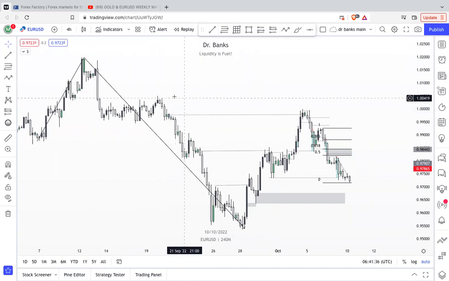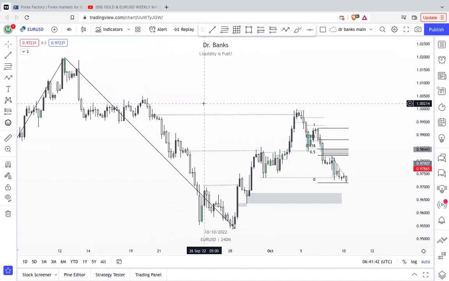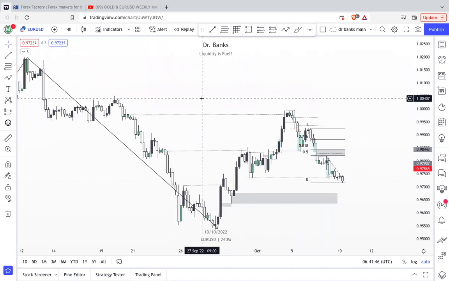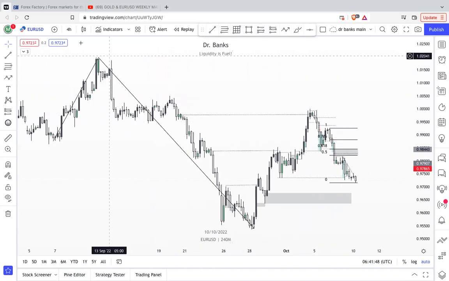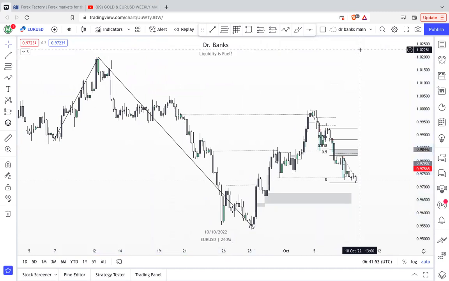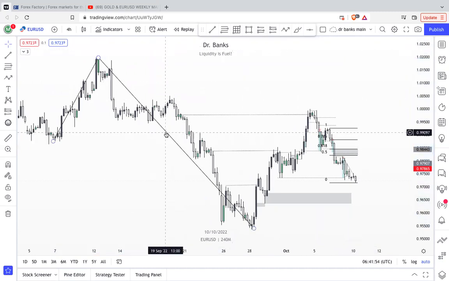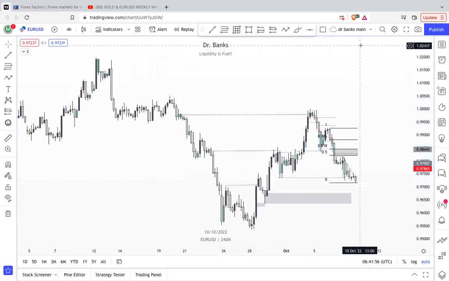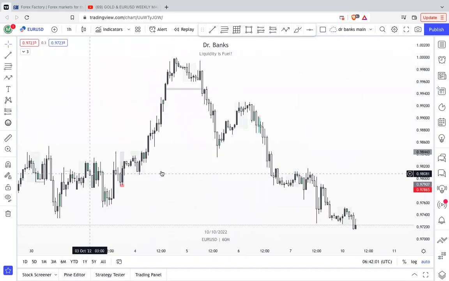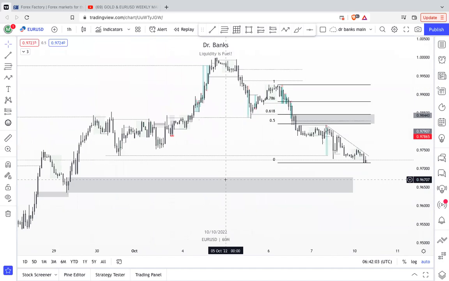So the weekly time frame is bearish, the daily time frame is bearish, the 4 hour time frame is still quite bearish, right? So let's see the 1 hour. It's not too relevant, but let's see the 1 hour. Let me take this off. All right.